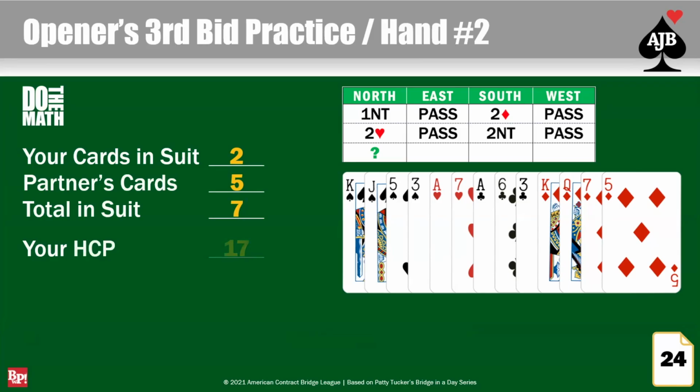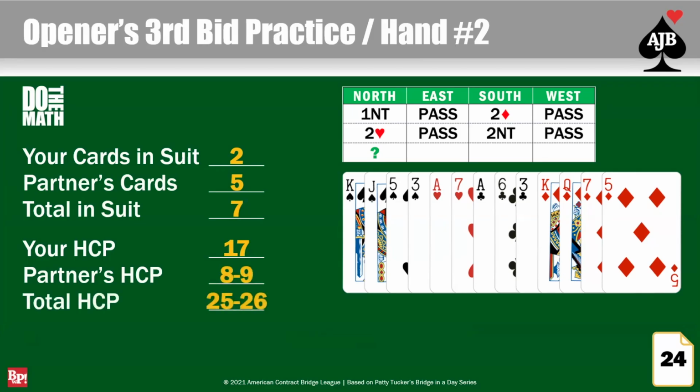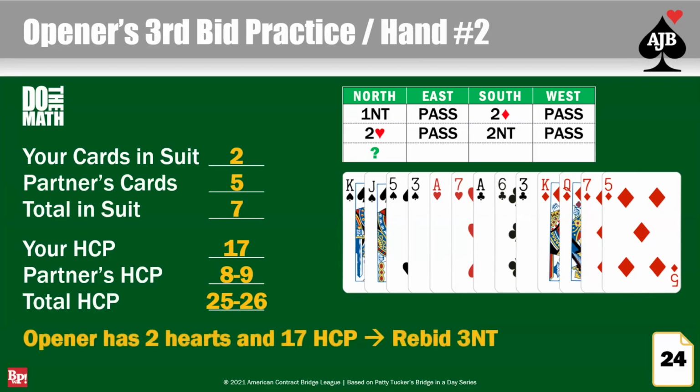Our high card points are 17. Partner showed 8 or 9. We have 25 or 26. Is that enough for game? Yes. We're going to play game. We said we were going to play no trump. 3 no trump.